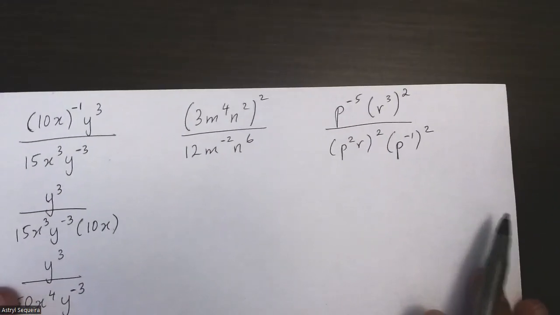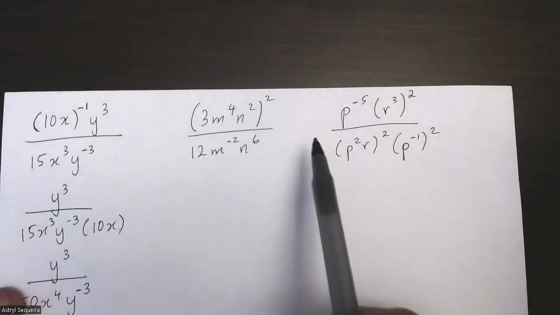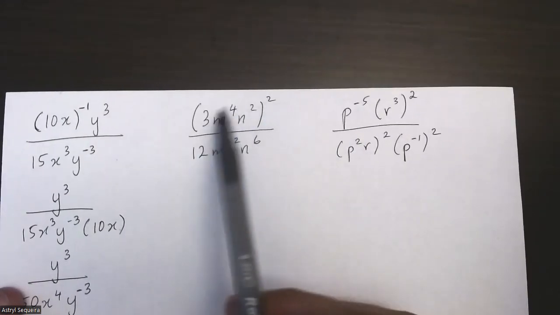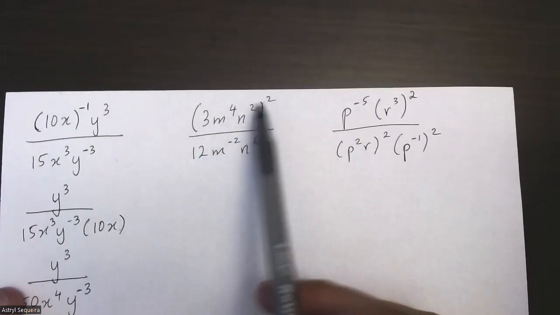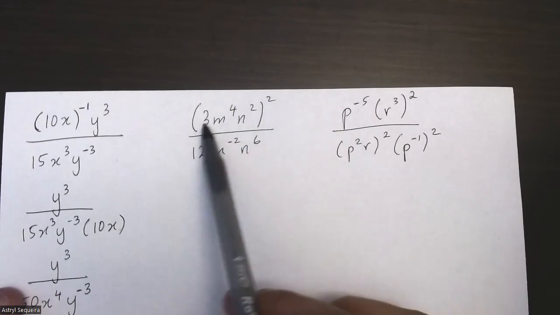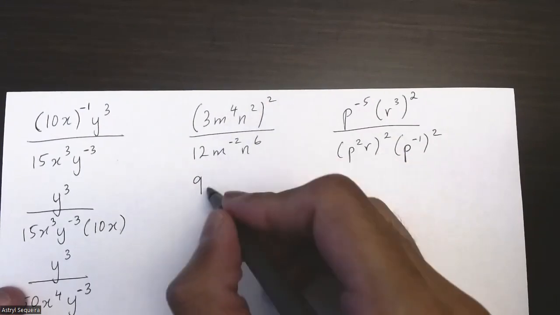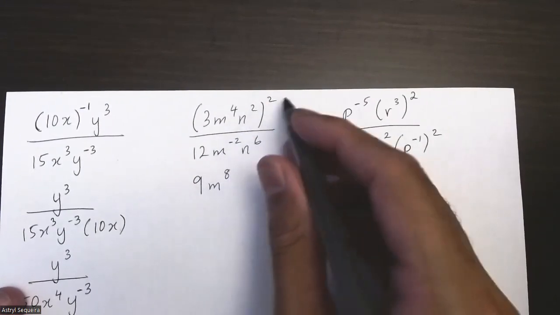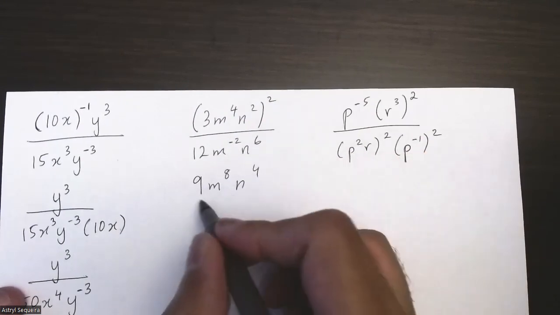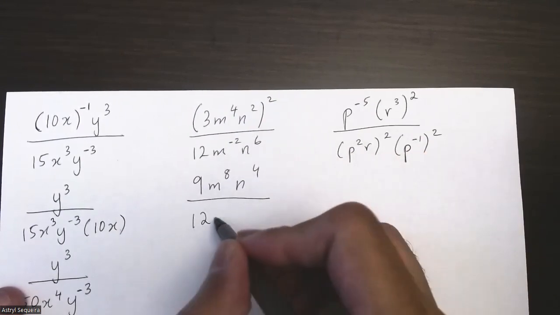Okay, let's go to this second question. This one's pretty straightforward. We're going to start by just distributing the exponent into the bracket. So don't forget to distribute it to the constant. 3 squared is 9. Then 4 times 2 is 8. And 2 times 2 is 4. Bottom just stays the exact same.